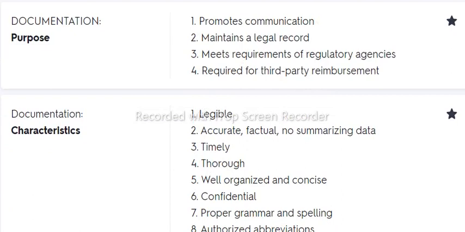Documentation purpose. 1. Promote communication. 2. Maintains a legal record. 3. Meets requirements of regulatory agencies. 4. Required for third-party reimbursement.